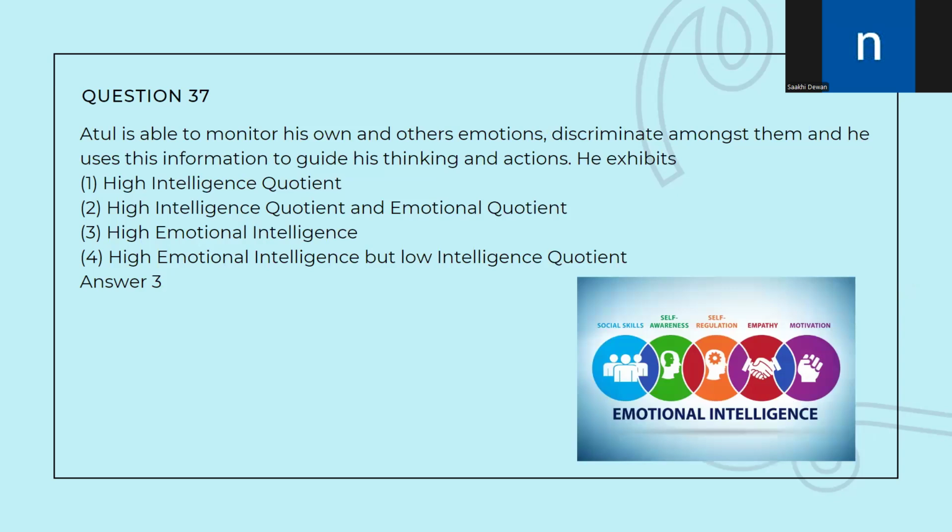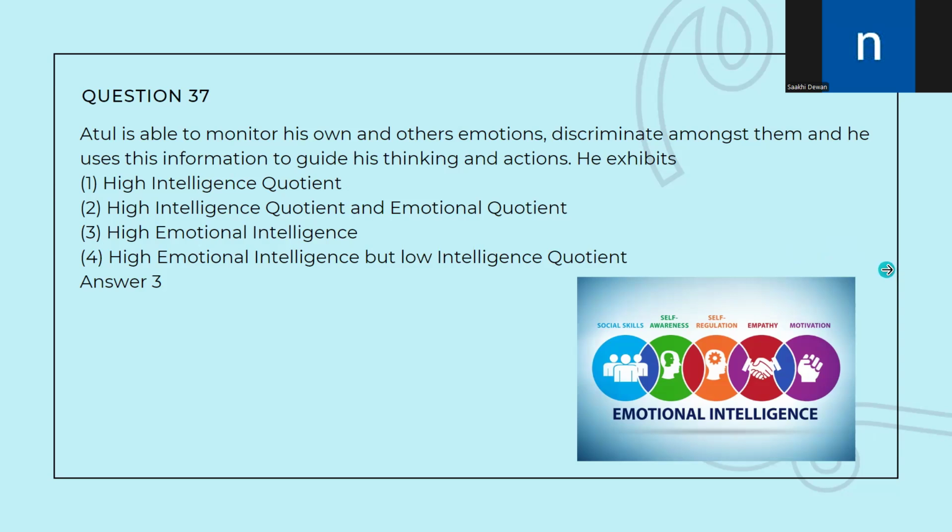Next question states Atul is able to monitor his own and others' emotion, discriminate amongst them, and use this information to guide his thinking and actions. So, three important points. He is able to monitor his own and others' emotion. He's also able to discriminate among those emotions and use this information to guide his thinking and actions. So, these are all typical of high emotional intelligence. So, the correct answer is that Atul is displaying high emotional intelligence.